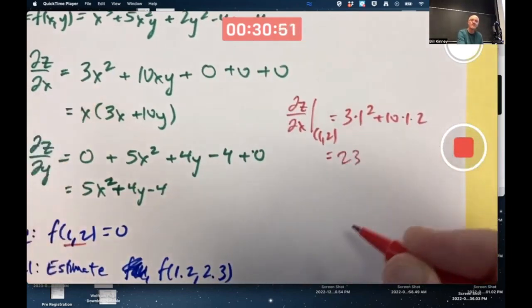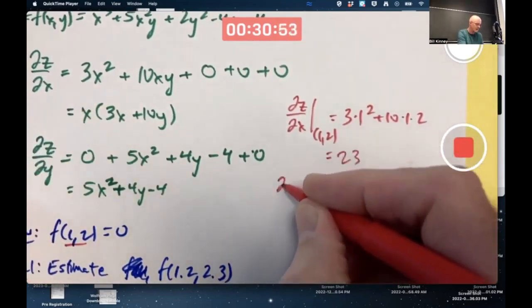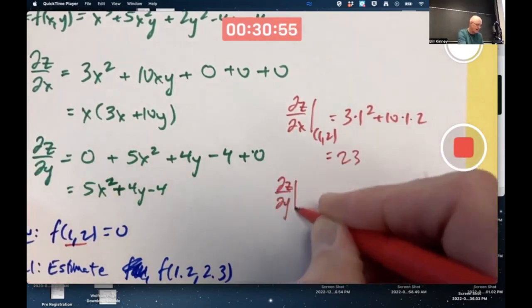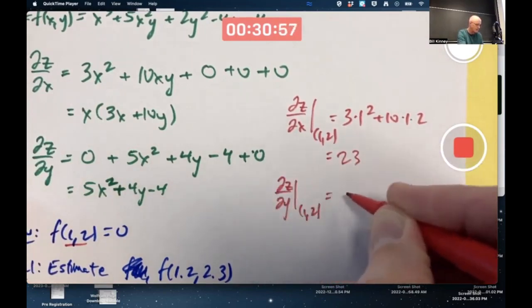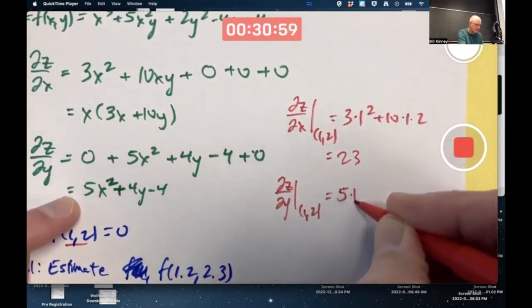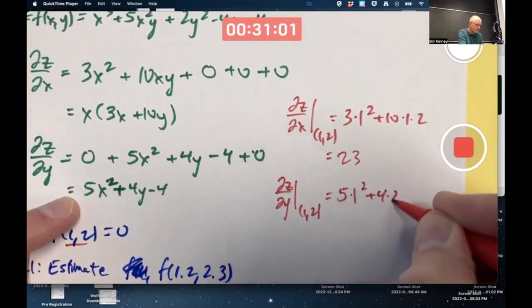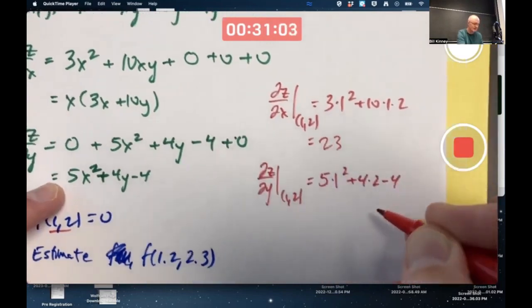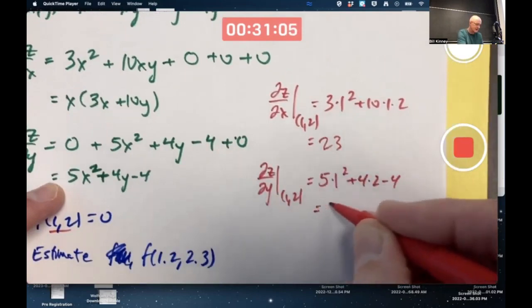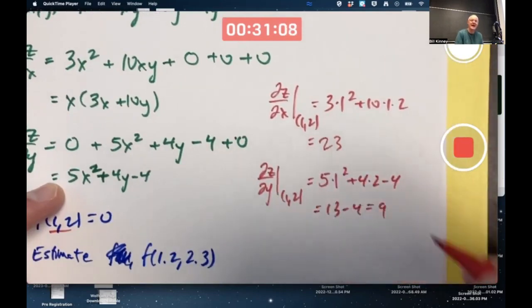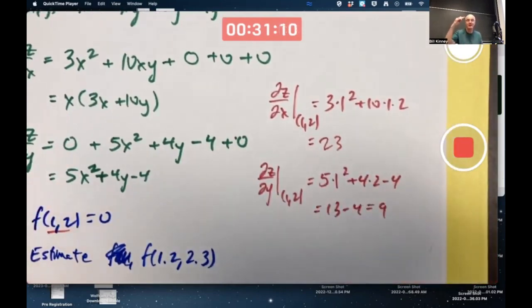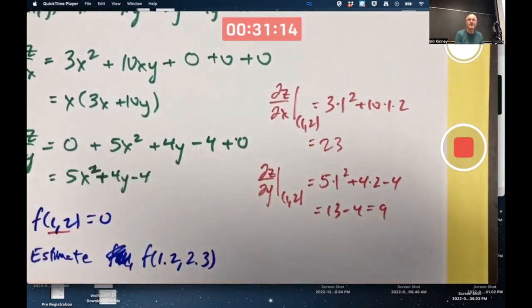We've seen that before. Find the partial of z with respect to y evaluated at the point 1, 2. Plug it into here. 5 times 1 squared plus 4 times 2 minus 4. 5 plus 8 is 13 minus 4, 9. We've seen that number before. We knew the slope of the level curve at the point was negative 23/9. Not unrelated to the 23 and the 9 that we're getting here.